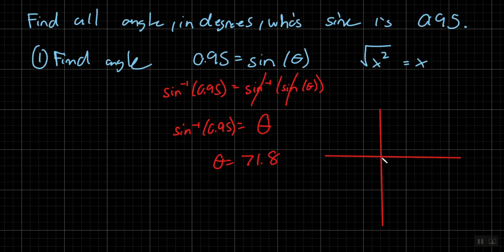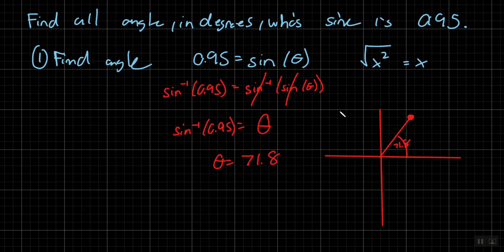Okay, let's graph it. Not graph it, but let's put it there. That's about 71.8 degrees, right? Okay, guess what? Your calculators are super, super stupid. There are 2 solutions to this, and it only gives you 1. It only gives you 1 answer. There's actually a lot more.